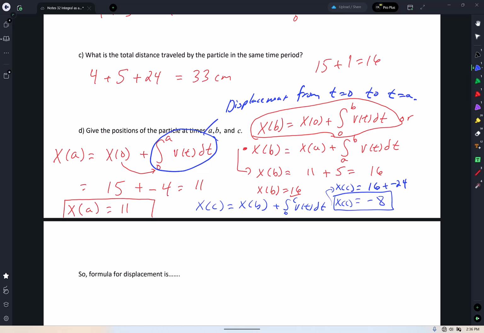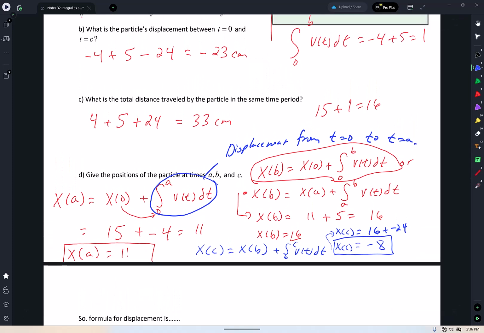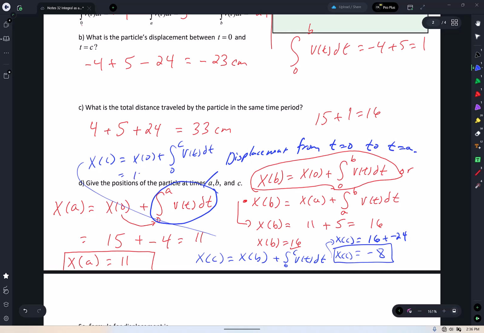You could also have done, if you wanted to, I'll write it here on the side. You could have also done this. You could have done x of c equals x of naught plus the integral from 0 to c of v of t dt. And that will also give you negative 8, because you would have had 15, that's the original, plus this guy, negative 23.